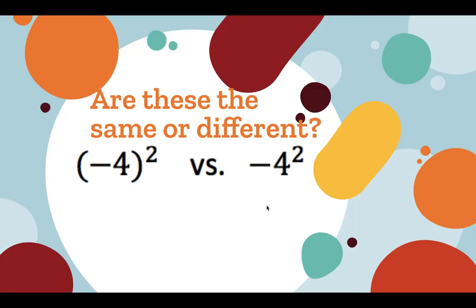So let's take a look at these. Are these the same or different? Think about that. Let's look at what's different about them. This one has parentheses. This one doesn't. Take a guess. Same or different? Will it come up with the same answers or different answers? Hope you said different. So to prove it, we're going to have -4 times itself, 2 times, because it's to the 2nd power.